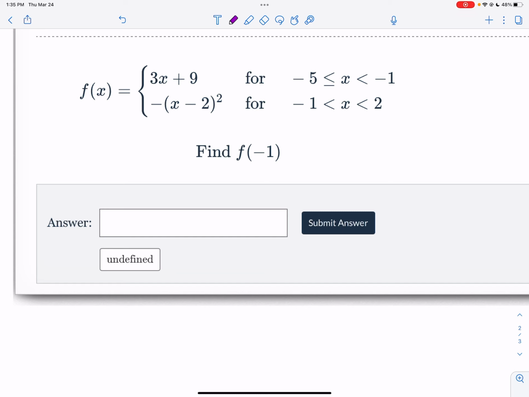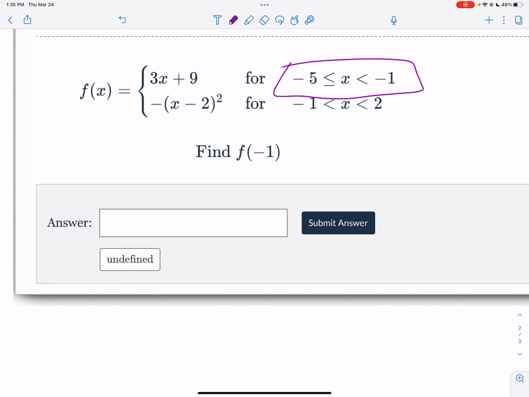And for this one, find f of -1. I need to figure out what interval it goes in. Now, here's the thing. When I look at this interval, this is all of the x values between -5 and -1, including -5. That's what that little equal sign means right here. It means that x is greater than or equal to -5. This one doesn't have that or equals.